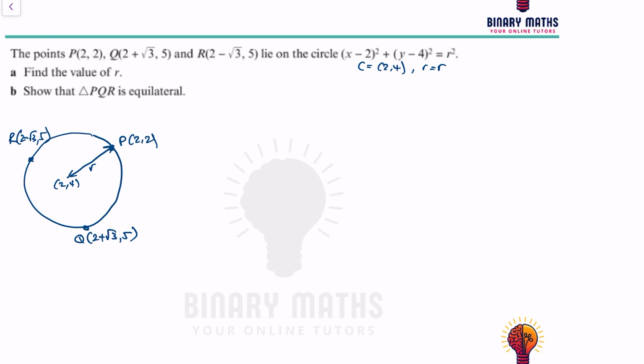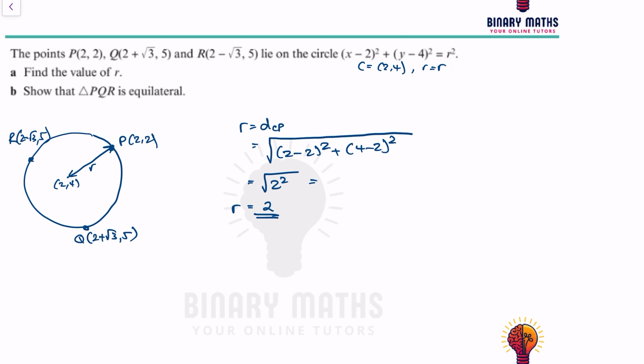Okay, so if you want to find the radius, the easiest way is to find the distance between the center and P. The center and P, which is the square root of (2 minus 2) squared plus (4 minus 2) squared, which is the square root of 2 squared, which is equal to 2. Okay, so the radius is equal to 2. So that was part A.